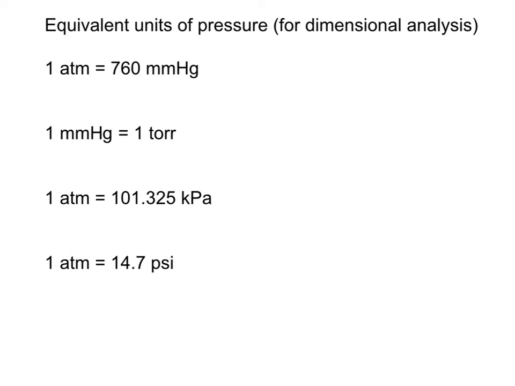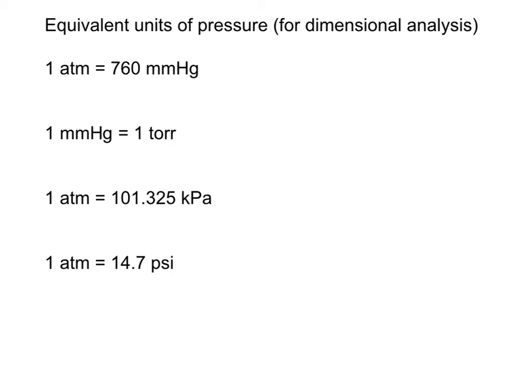And because there are different units of pressure, we need some method to be able to convert from one unit of pressure to the other, and we're going to use dimensional analysis to do this. Here are some common equivalent units of pressure. So 1 atmosphere is the same as 760 millimeters of mercury. That's a pretty important one. That's one we'll use quite a bit. And then, like I mentioned on the previous slide, 1 millimeter of mercury is 1 torr. So if you can just remember those two things, they're identical, they're the same.